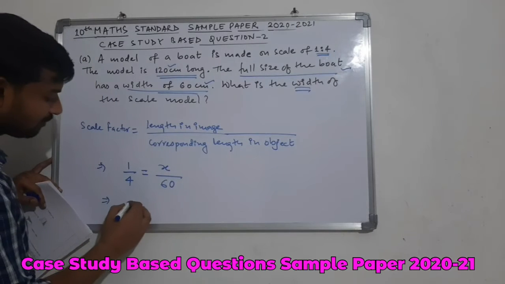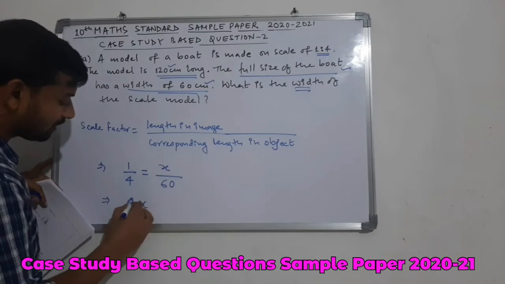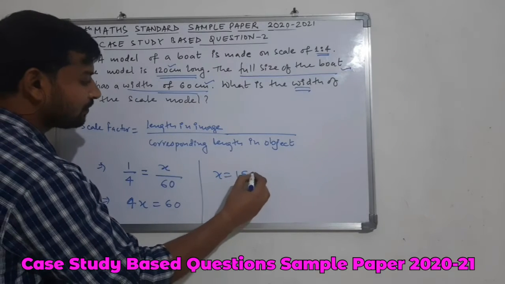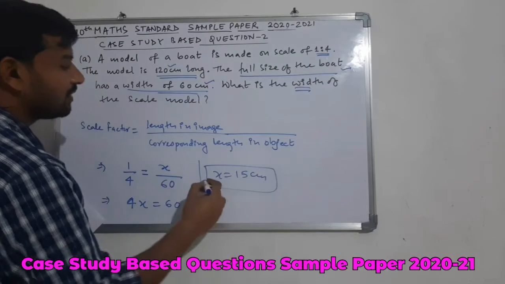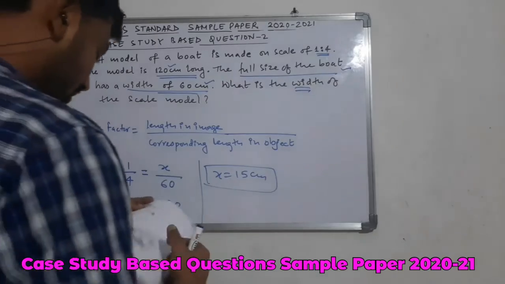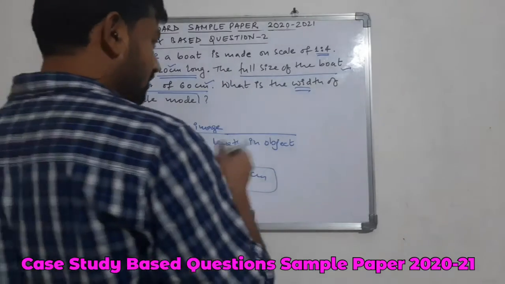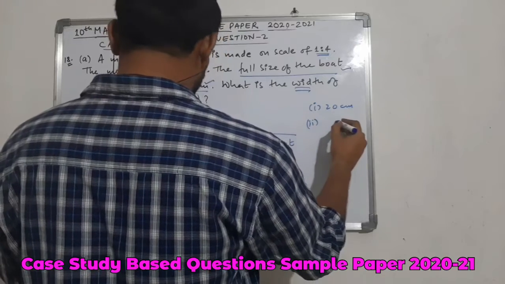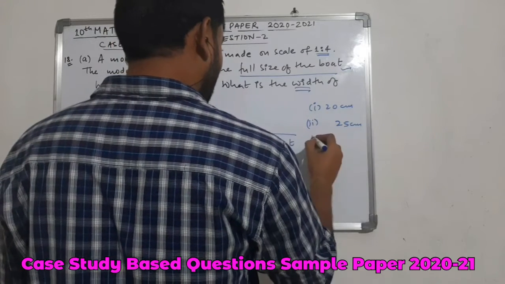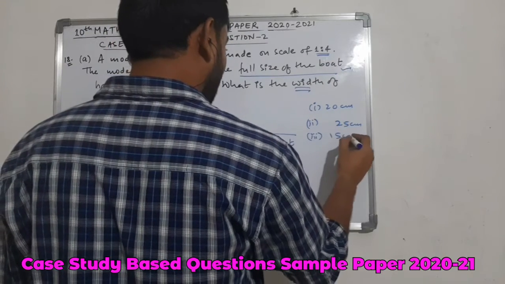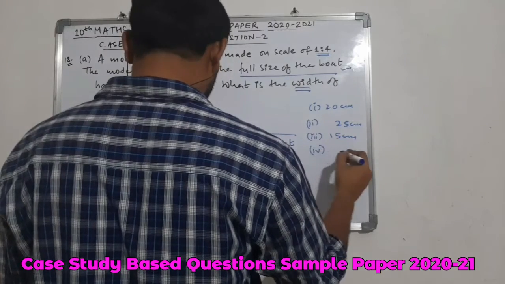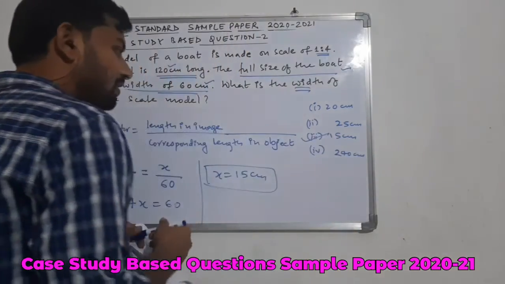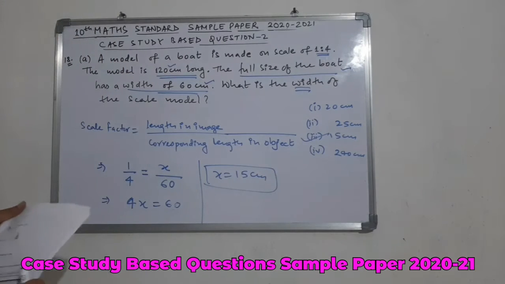So when we solve this, we will be getting cross multiplication. 4x is equals to 60. So from here x is coming out to be 15 centimeters. So here we had 4 options. The first option is 20 centimeters. Second option given is 25 centimeter, and third option is 15 centimeter, and the fourth option is 240 centimeters. So clearly the third option 15 centimeter is correct here.